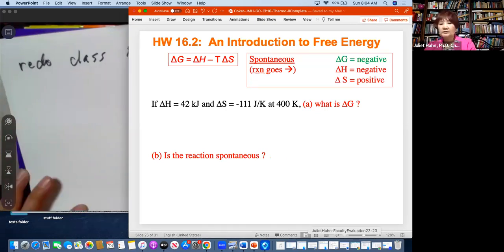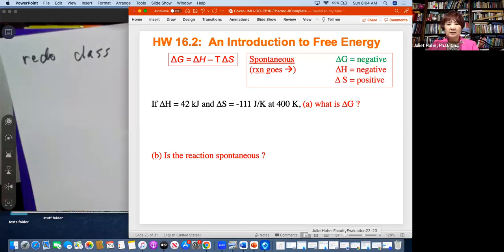The way you would do this is you would plug in everything. Now you have to watch out for the units. Why do you have to watch out for the units? Because enthalpy is almost always given in kilojoules and entropy is almost always given in joules. It's just sort of a convenient term because of the size of the numbers that you have, but you have to watch out for the units.